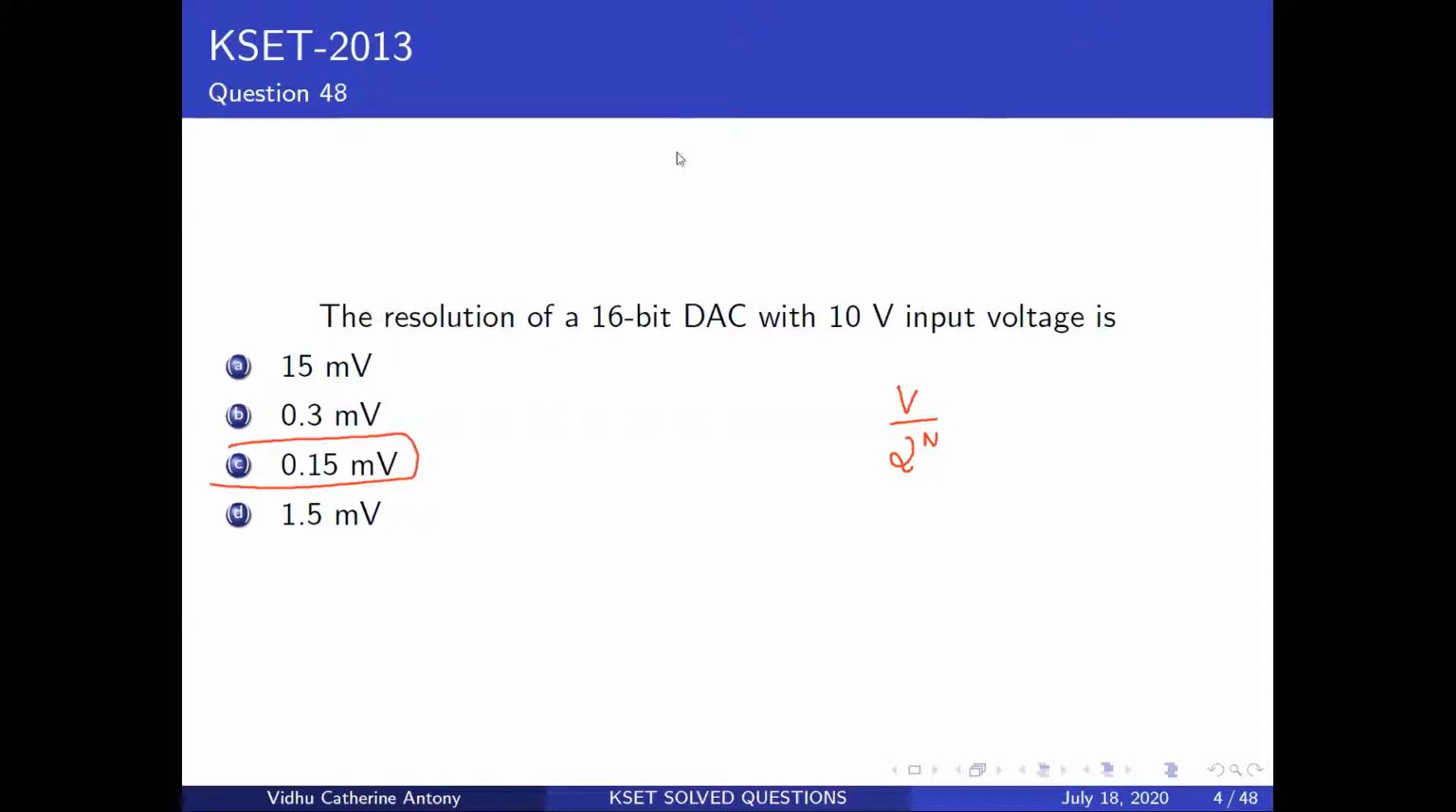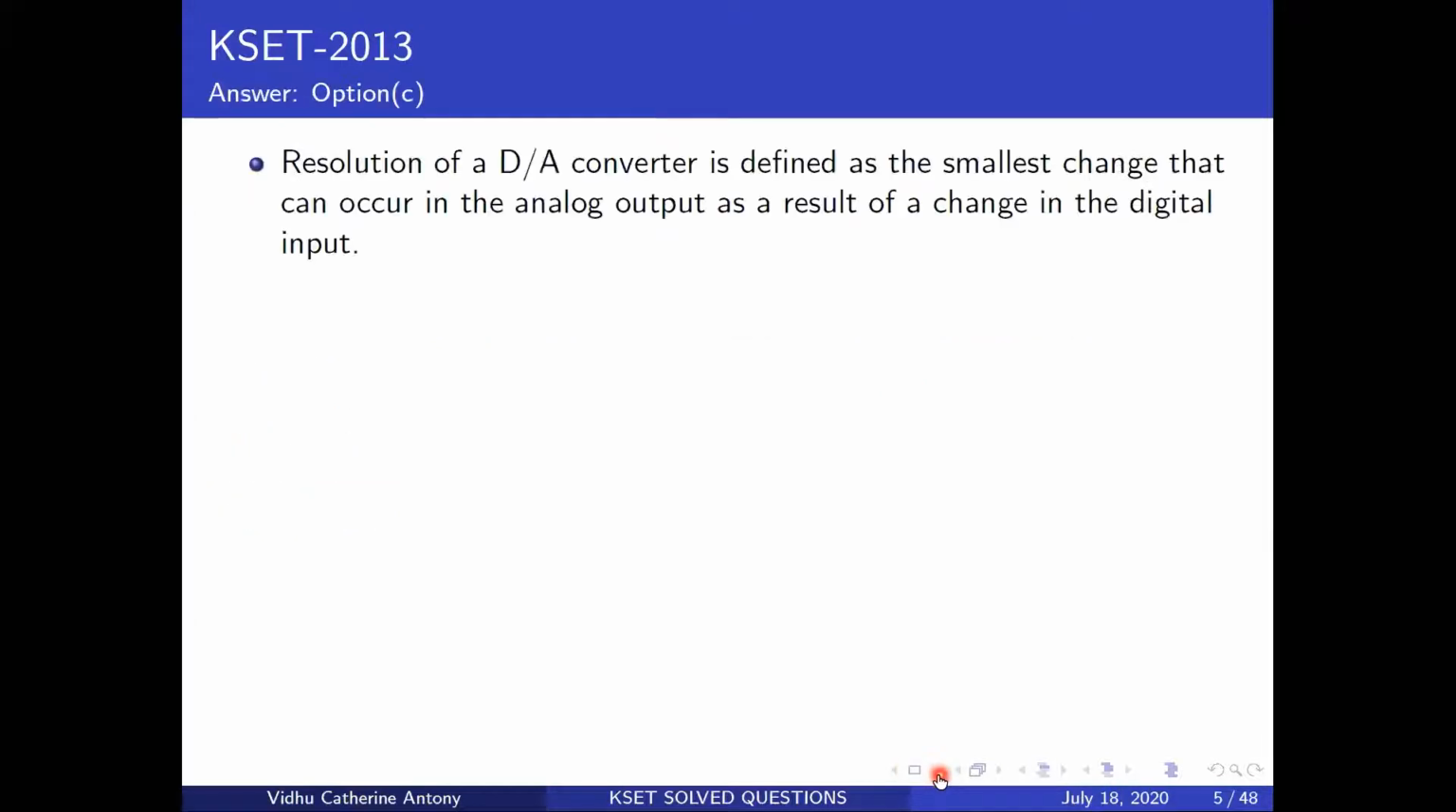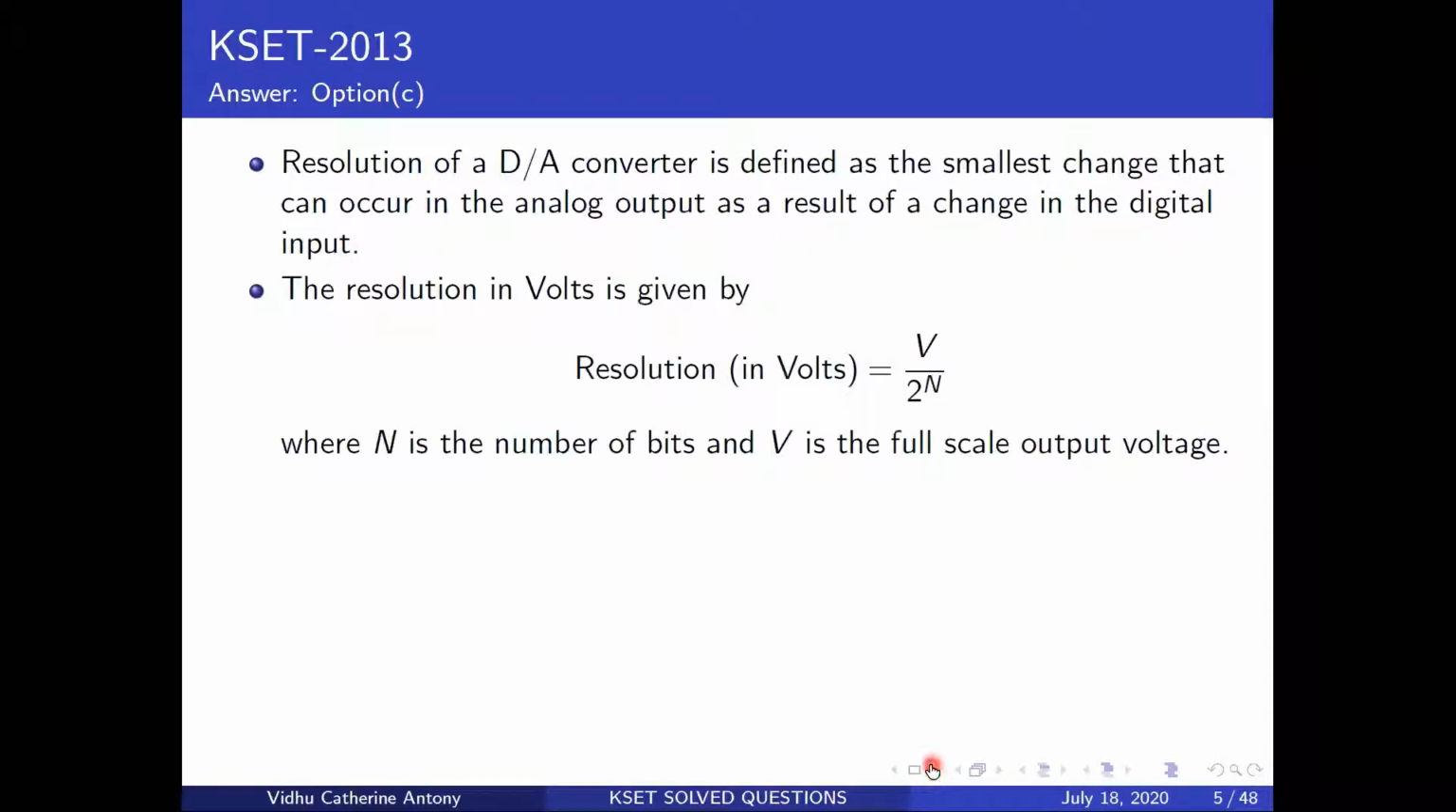Okay, so let's look at the explanation for it. The resolution of a D2A converter is defined as the smallest change that can occur in the analog output. So basically you're converting it from a digital to an analog form. So what is the output? The output is in analog form as a result of the change in digital input. Okay, so the resolution in volts can be written in this way: V divided by 2 power n, where n is the number of bits and V is the full scale output voltage.